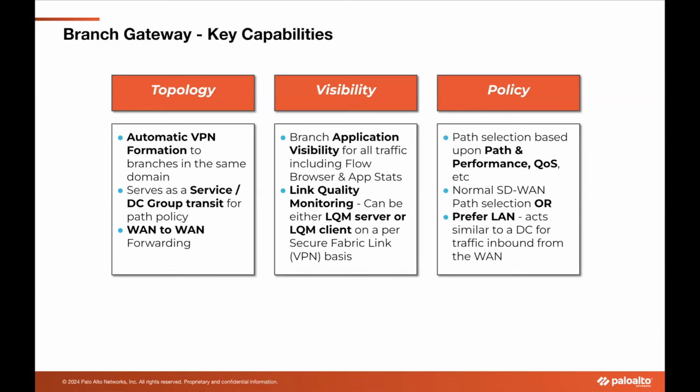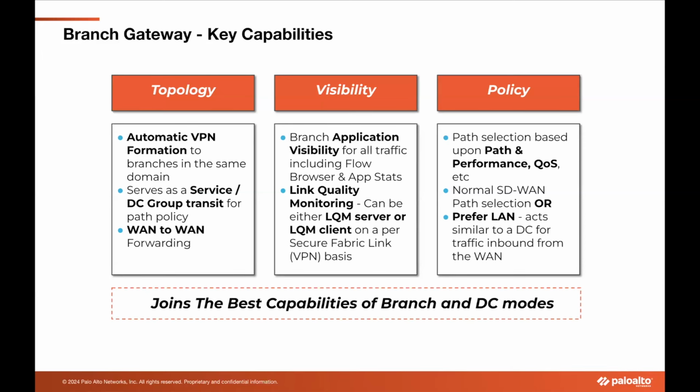And so we actually offer two different operating modes that will enable that. The default is, if the traffic's destined to the internet, it'll actually go whatever path you've specified in policy. Or you can set the branch gateway to prefer the LAN side, and that'll make it act just like a data center mode deployment, so that traffic will come in from the WAN and go into the core peer in that case. And at the end of the day, we've really taken all the best pieces and parts of both operating modes and brought them together into the branch gateway capability.